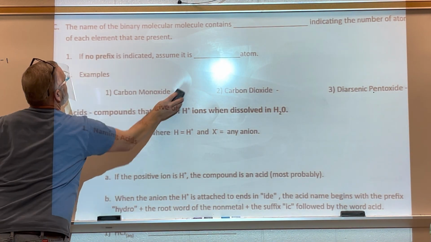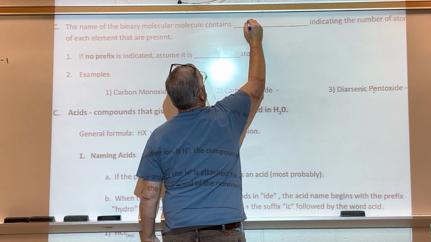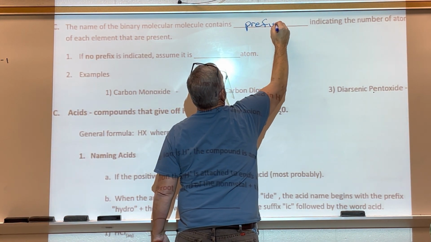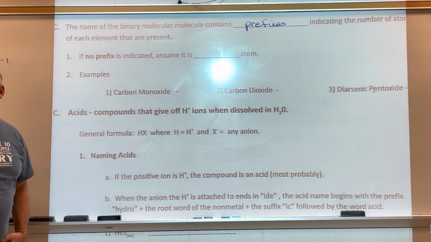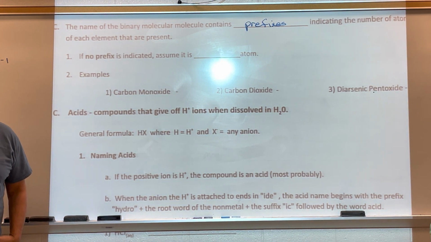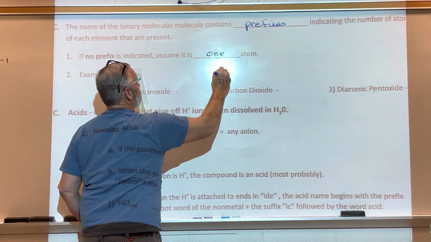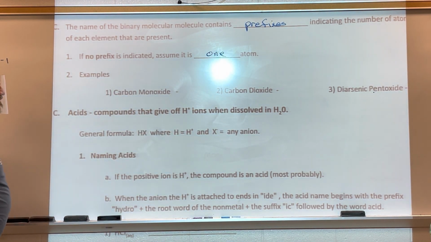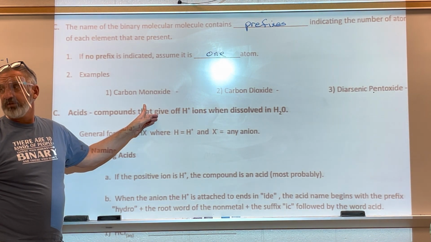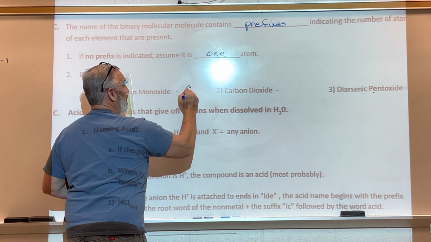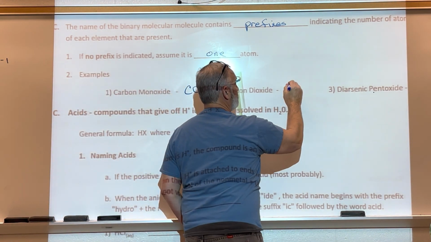So in this one now, the name of the binary molecular contains prefixes. This is kind of just redundant, indicating the number of atoms of each element present. No prefix, what do you assume? If there's no prefix, how many atoms? 1. Okay? So we just did this one. Carbon monoxide is going to be CO. Carbon dioxide is going to be CO2.